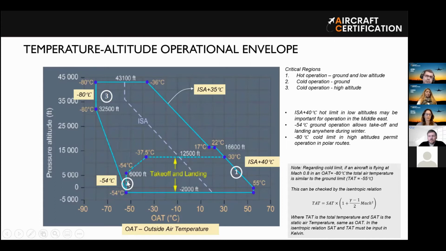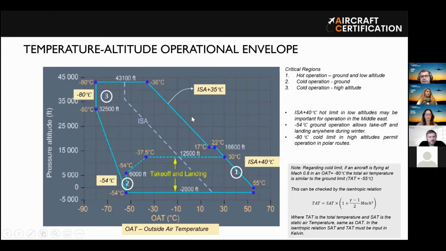The other one that is also very critical is this one here, number 3, the very cold condition but in flight. In this case, this aircraft can operate down to minus 80 degrees Celsius, which is also very good. It gives flexibility, for example, to fly polar routes. So this is very good for the aircraft operator. Okay.